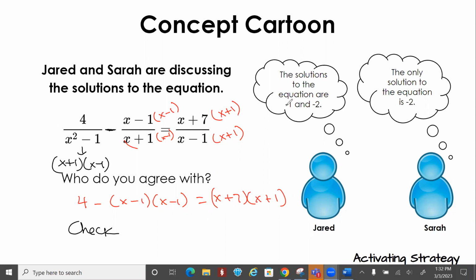So if we take -1 and we plug it into this one right here, that's going to give us -1 plus 1. That's a no-no, right? So Jared is already wrong. Now we could check Sarah. We could take -2 and plug it in, and it works on both sides. So Sarah would be correct. So you always got to make sure that you check your solutions.